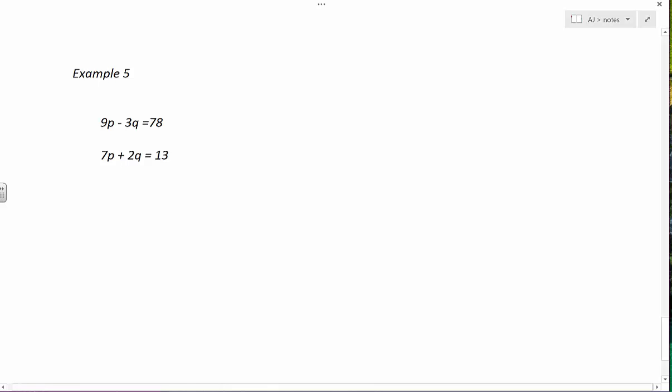Or we can look at the q's, and we've got 3 and 2. The lowest common multiple of 3 and 2 is 6. So let's do that. Let's multiply this first equation by 2 and this second equation by 3. First equation by 2 will be 18p minus 6q, and 2 times 78 is 156. And in the second equation, multiply this by 3, we'll have 21p plus 6q equals 39.